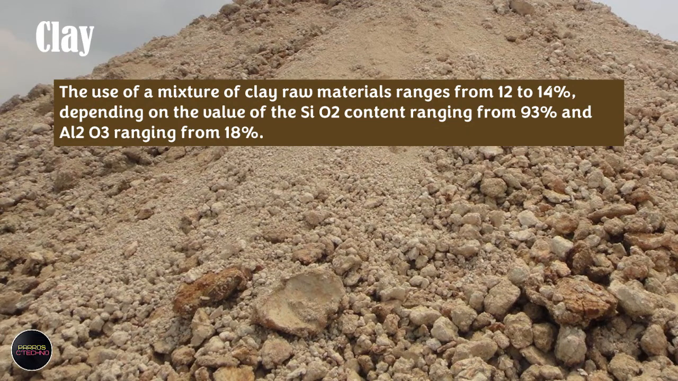Second is clay. The use of a mixture of clay raw materials ranges from 12 to 14%, depending on the value of the SiO2 content ranging from 93% and Al2O3 ranging from 18%.